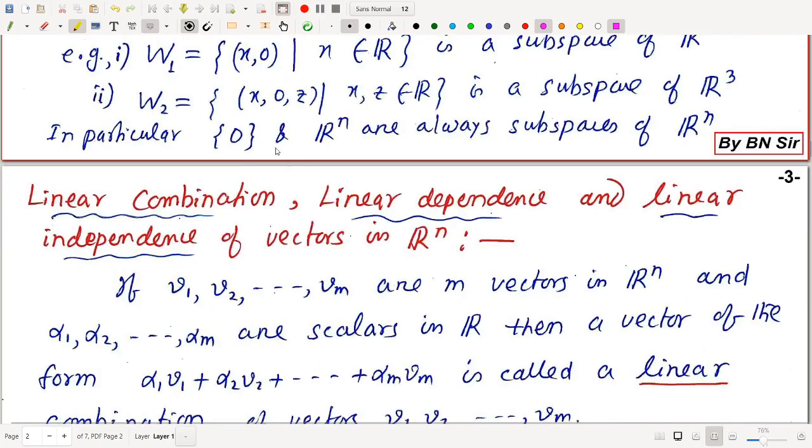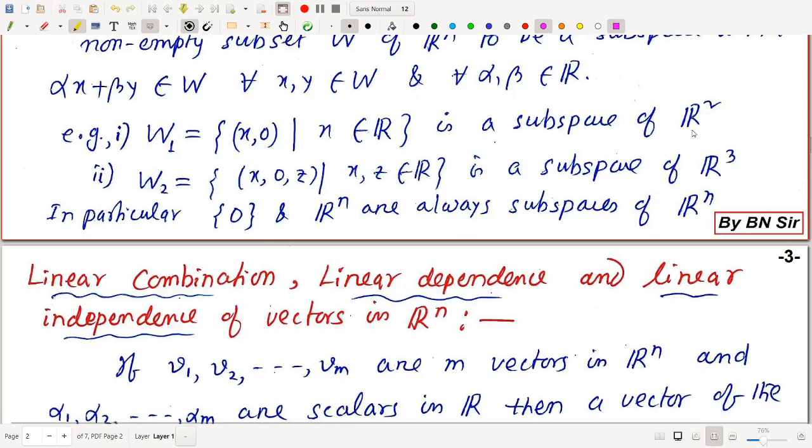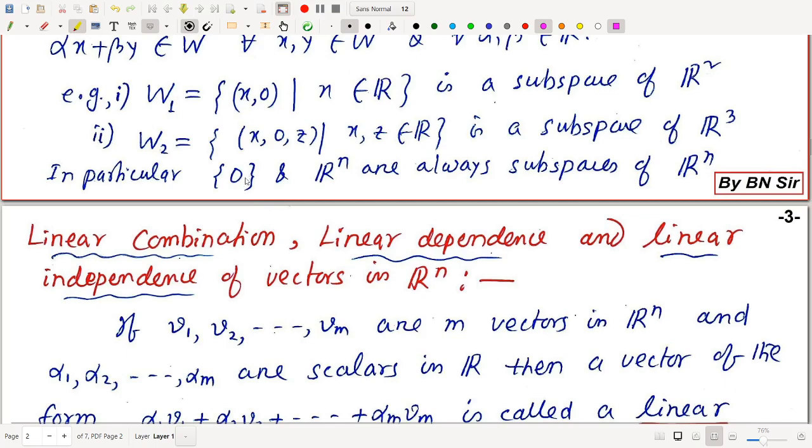In particular, the set {0}, the singleton set with only the 0 vector, where 0 is the 0 vector in R^n, and R^n are always subspaces of R^n. It means R square is a subspace of R square, R cube is a subspace of R cube, and the singleton set of the 0 vector is also a subspace of R square and of R cube.